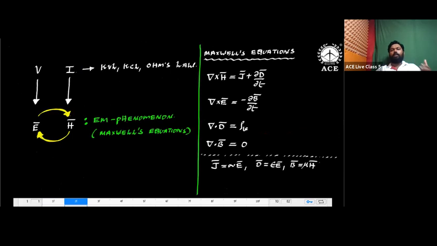Initially we had some motivation that if you want to understand the different electrical engineering aspects, the common thread running behind all these things is the EM phenomena. To put it in simple words, what is the EM phenomena? Time varying electric field giving magnetic field and magnetic field giving electric field is called EM phenomena.